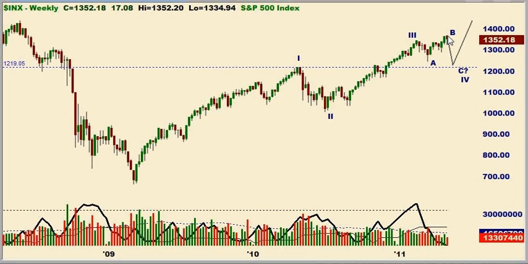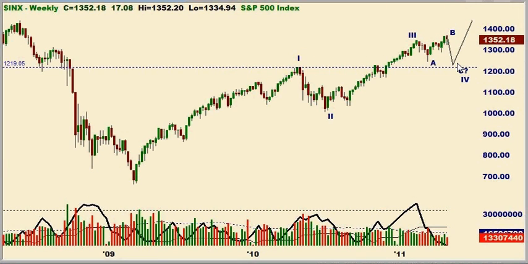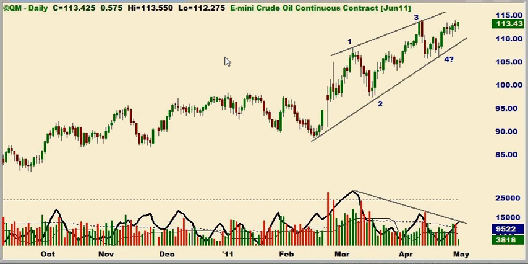For now, whether this is a B wave of this larger magnitude or the lesser magnitude, in either case, or if this is, again, the diagonal triangle count, it doesn't really matter. The idea in all of these counts is that we're going down at least under 1250 or so. So let's let it play out.